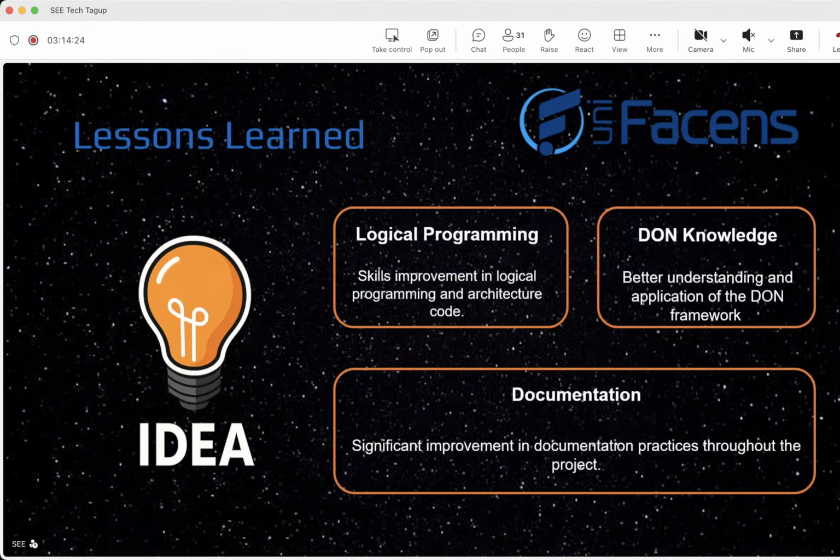We also learned a lot of things, and the three principal ones are that we improved our logical programming, we got a better understanding of the DOM framework, and we also improved in documentation practice throughout the project. Next slide.